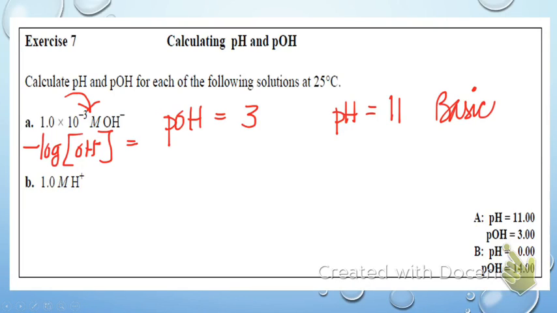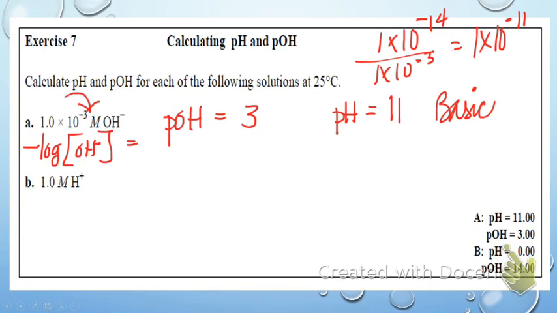How do you do the other one? I would have taken the 1 times 10 to the negative 14, divided by 1 times 10 to the negative 3, would have gotten 1 times 10 to the negative 11, and then taken the negative log of that directly. The first way we did it's faster.